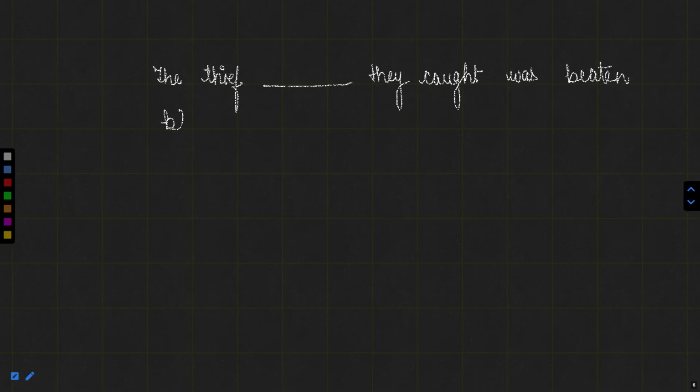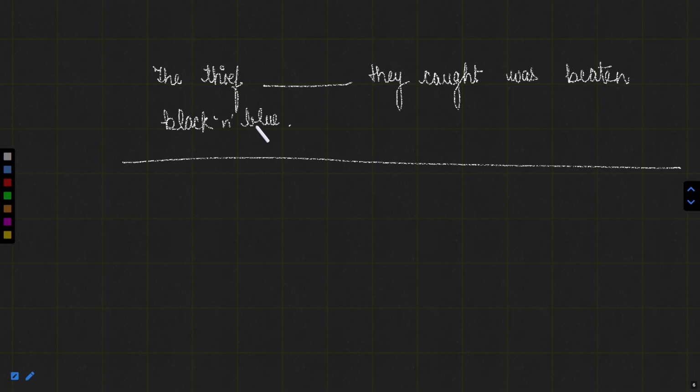Now, black and blue is a phrase used when someone is beaten very harshly. It means when people beat a person in a very merciless, dangerous manner. That is black and blue. It means he was harmed harshly.